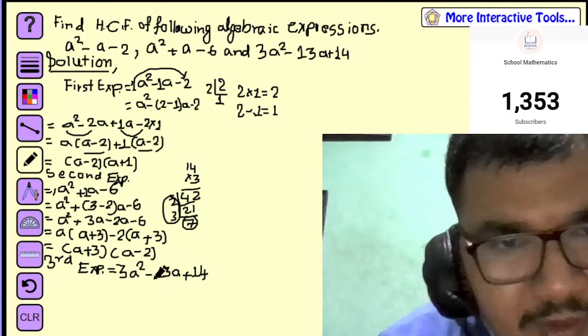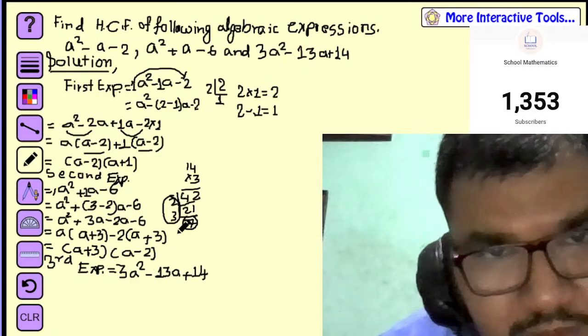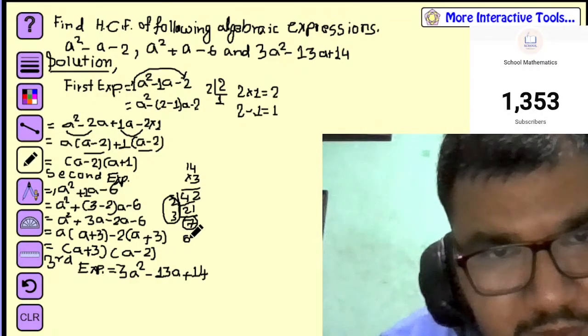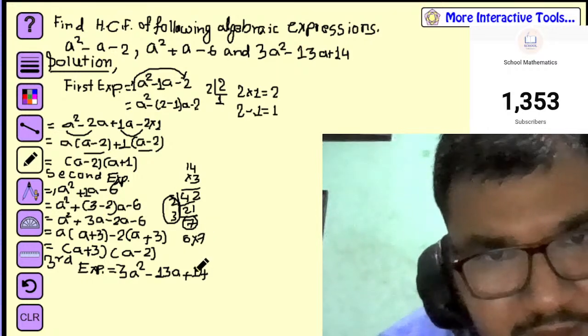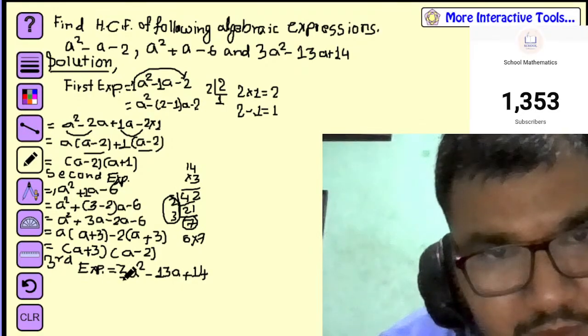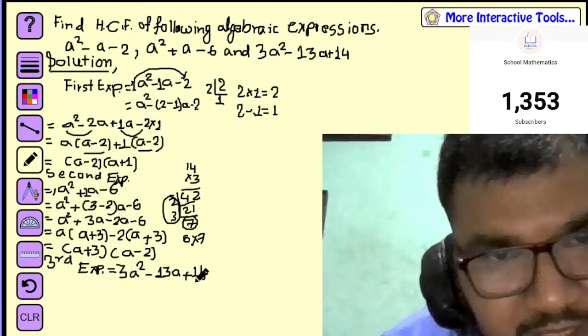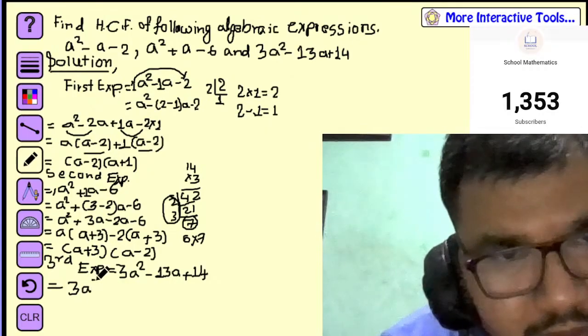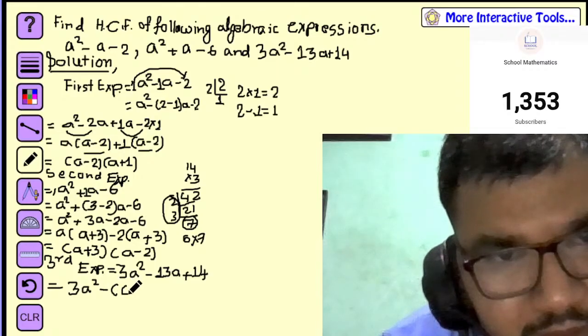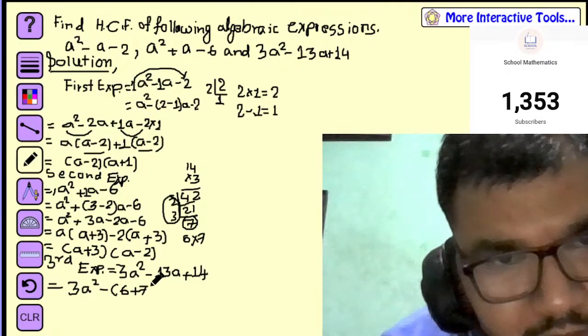By addition we have to find this 13. As we know, 2 3s are 6, and 6 7s are 42, as we found by multiplying this 3 and this 14. Then we get the middle term, 3a square, and minus, in place of 13 you will write here 6 plus 7. This is called middle term break.